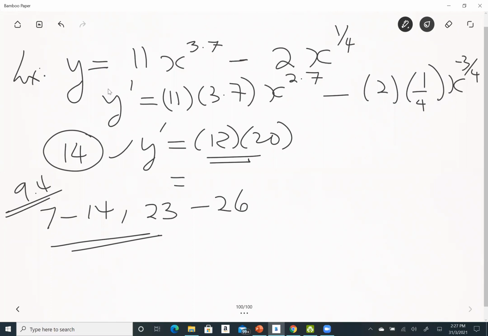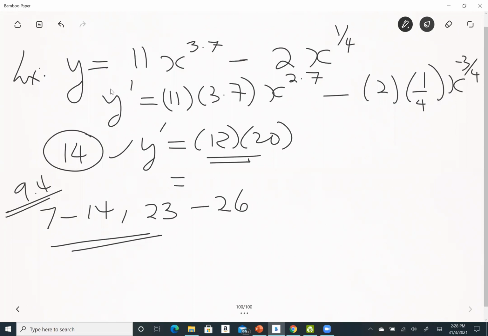So we are done. The application we will do afterwards. After I finish 9.4, 9.5, and then 9.7. Oh no, 9.7 is the application of the derivative. That will also include 9.9. So the application will come back afterwards.